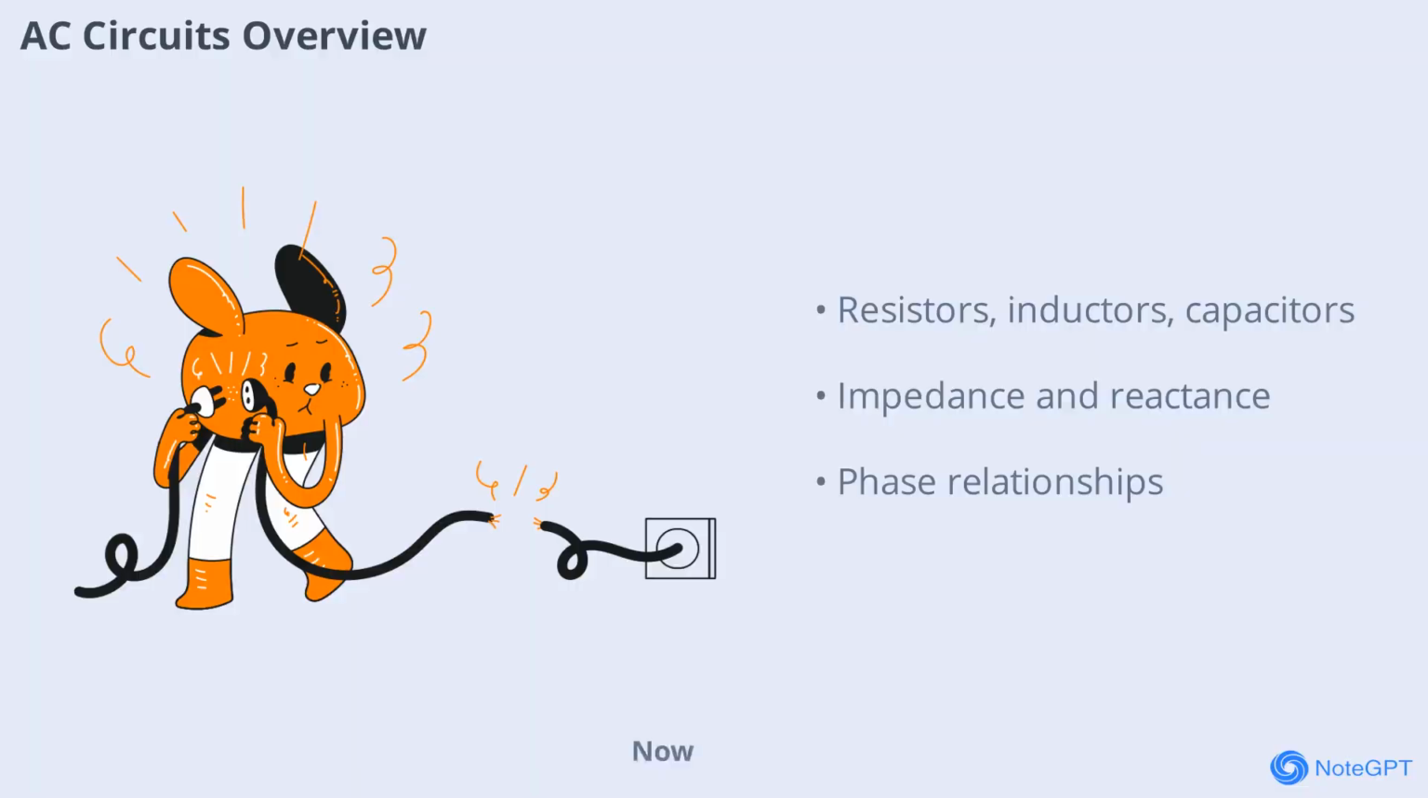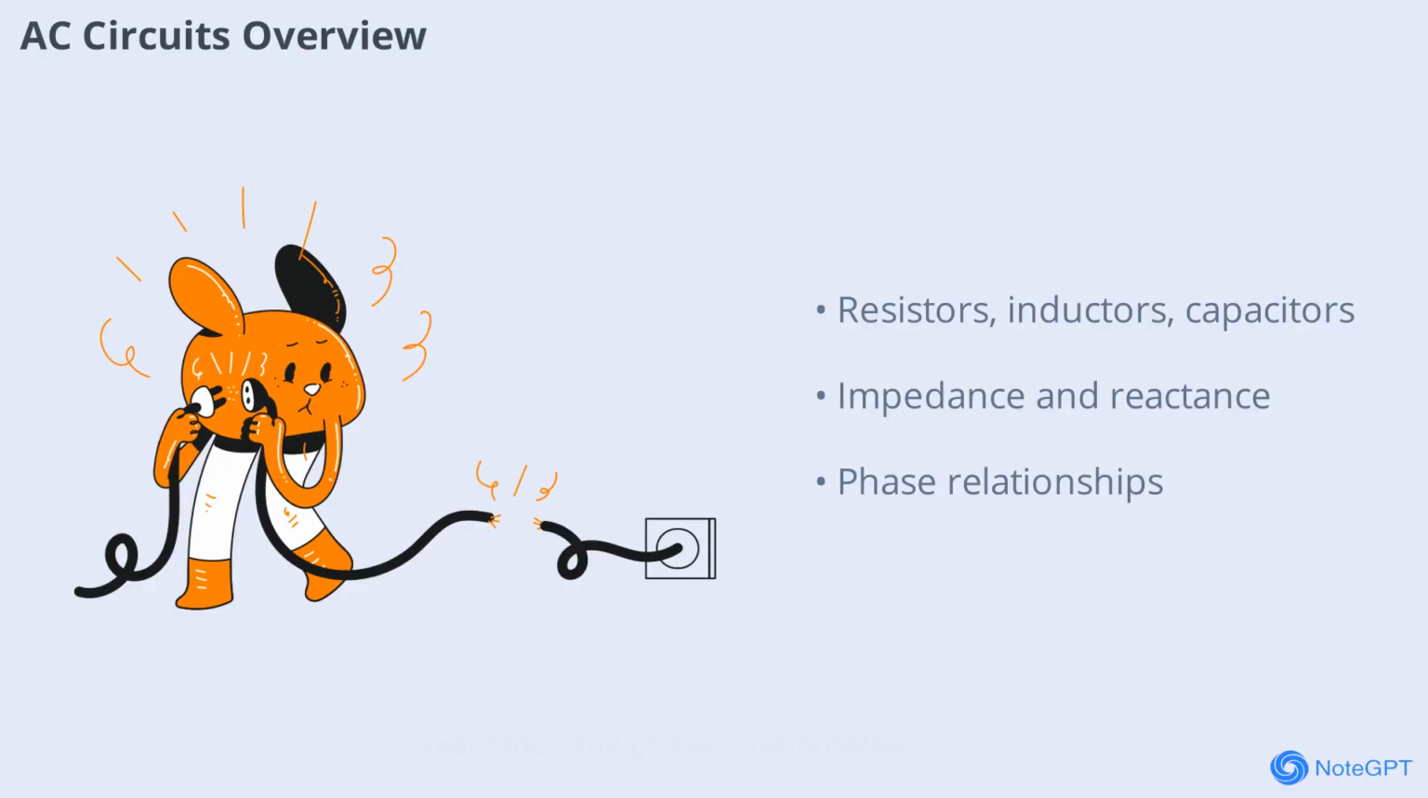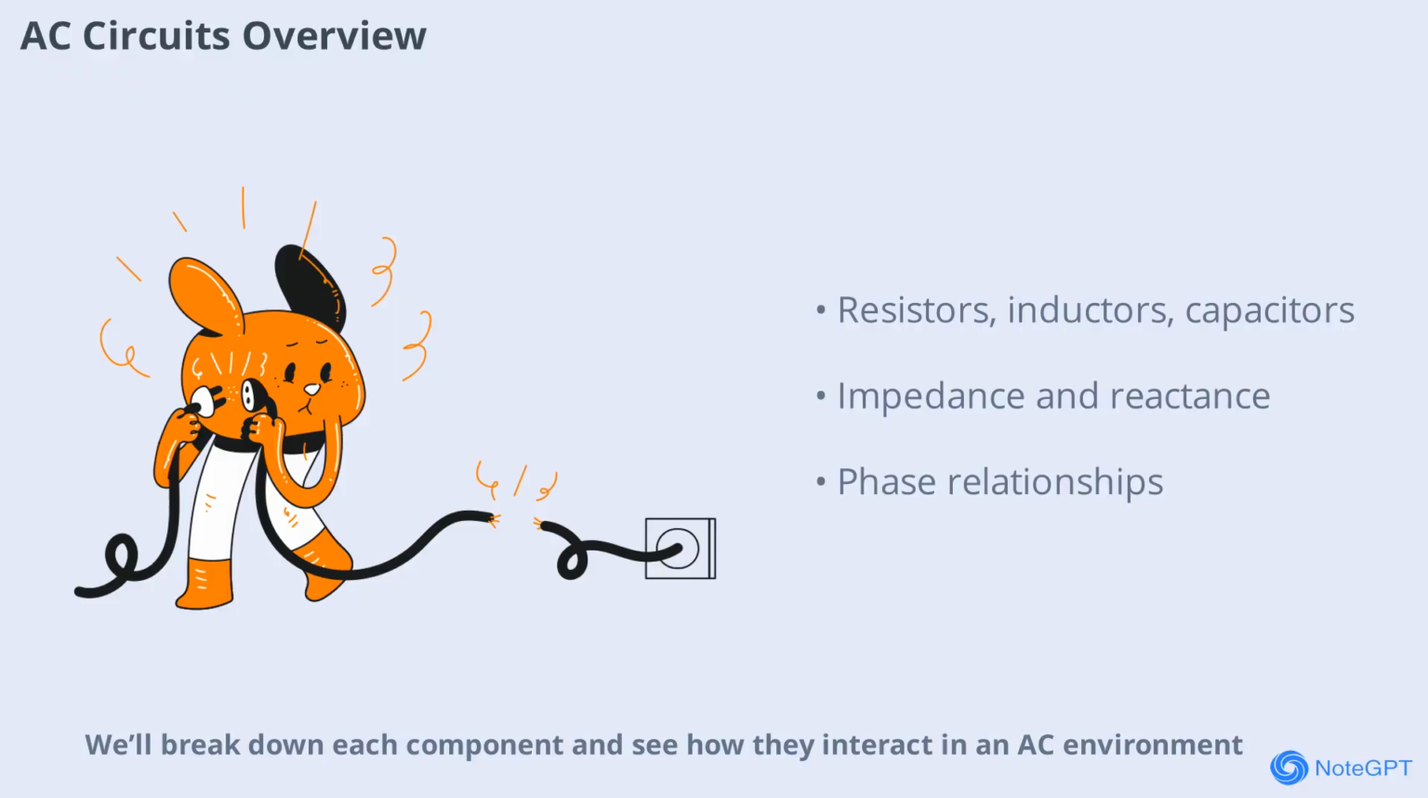Now let's look at how alternating current behaves in different types of circuits. AC circuits can include resistors, inductors, and capacitors, each affecting the current and voltage in unique ways. The analysis of AC circuits involves understanding concepts like impedance, reactance, and phase relationships. These ideas are fundamental for solving problems and designing electrical systems that use AC. We'll break down each component and see how they interact in an AC environment.